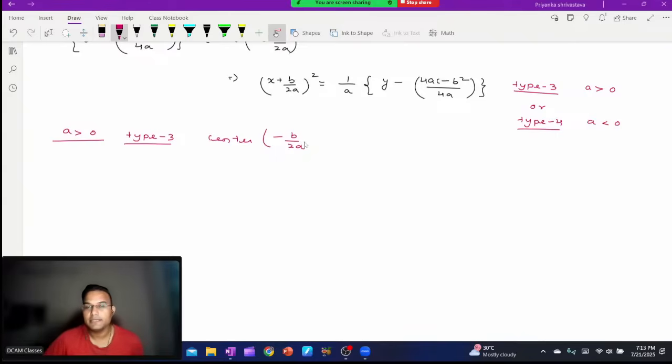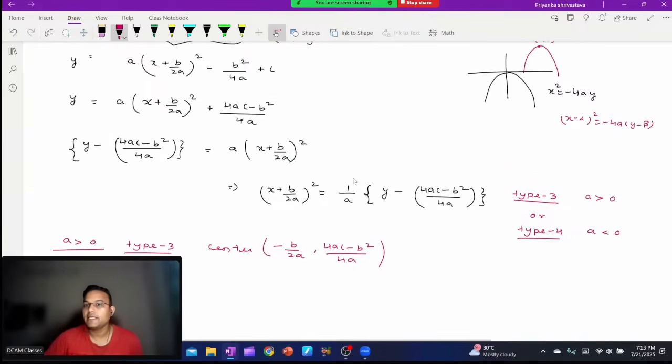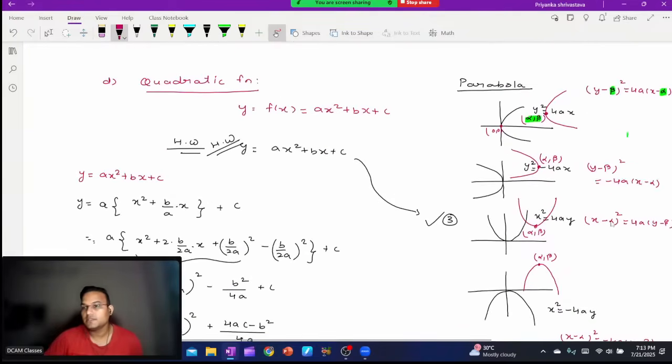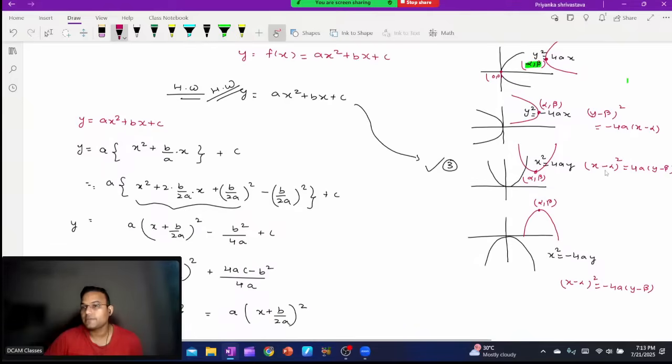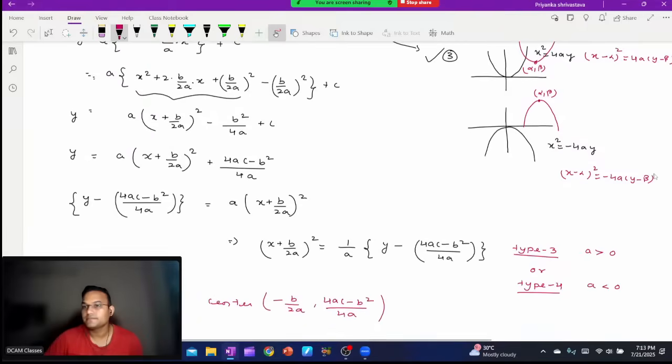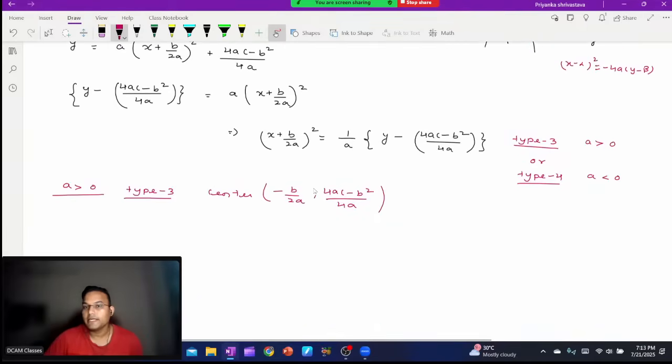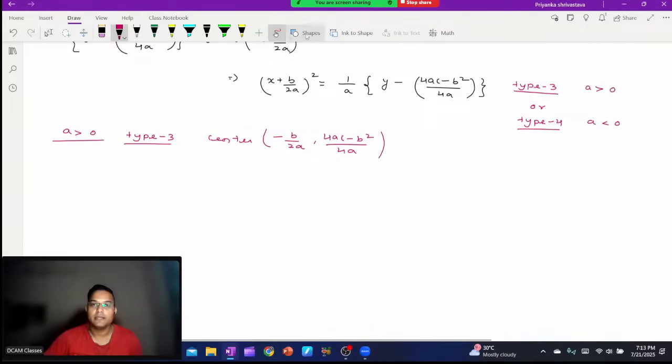So the center is minus b by 2a, comma 4ac minus b square by 4a. Okay, this is the thing. When a is greater than 0, this is of type 3. Why have I decided it is type 3? Because a is positive. When a is positive, this is of the third type: x minus alpha whole square is equal to 4 into y minus beta. But the center is minus b by 2a, so it will be like this.